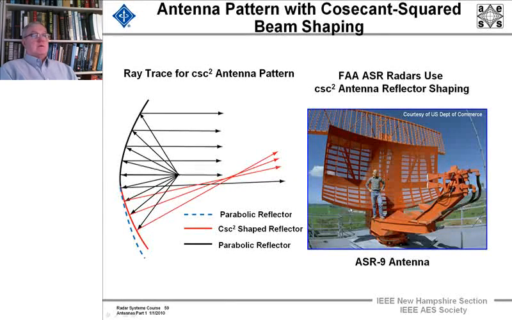And this is a picture of one. This isn't a parabola. What we've done is move the lower part in: this part of the parabola you keep parabolically shaped, and this part you move in closer, and consequently more energy goes up at the higher elevation angles so that you get the effect of a constant gain in close to the radar. That's what's called the cosecant squared antenna pattern. And FAA airport surveillance radar users and air traffic control radar users use this all the time.